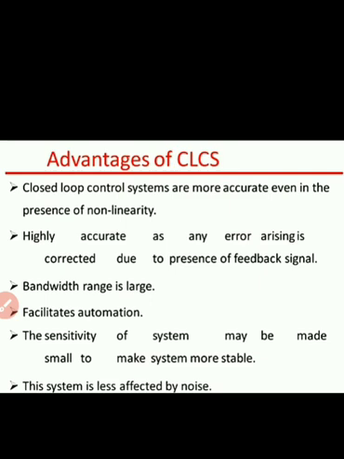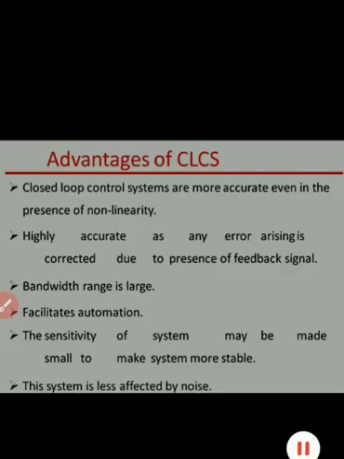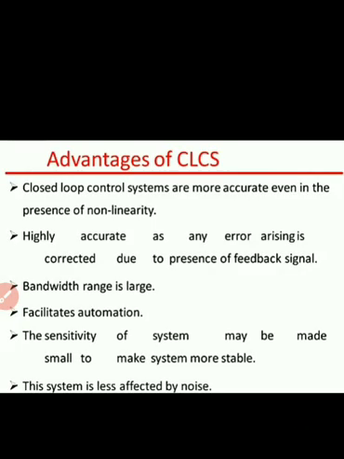It facilitates automation. The sensitivity of the system may be made small to make the system more stable. This system is less affected by noise. So we can say all disturbances are reduced, so it is an accurate system. These are some advantages of a closed loop control system.